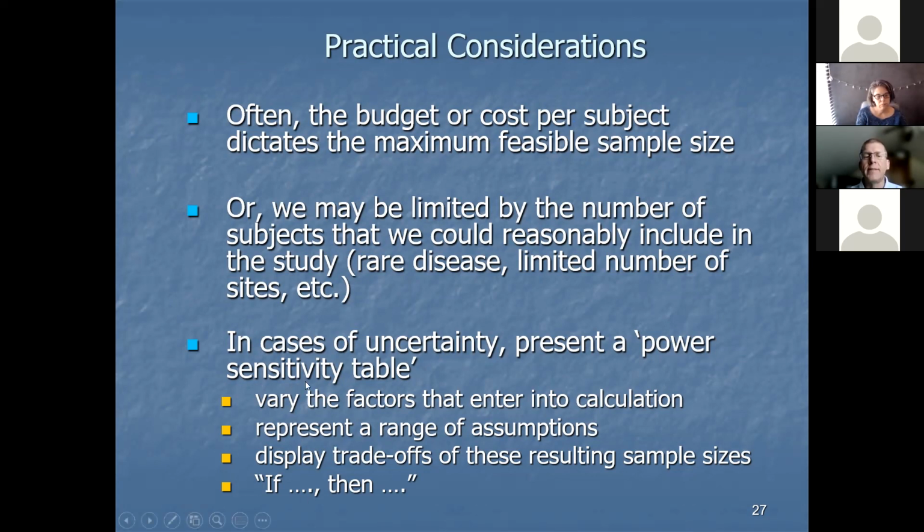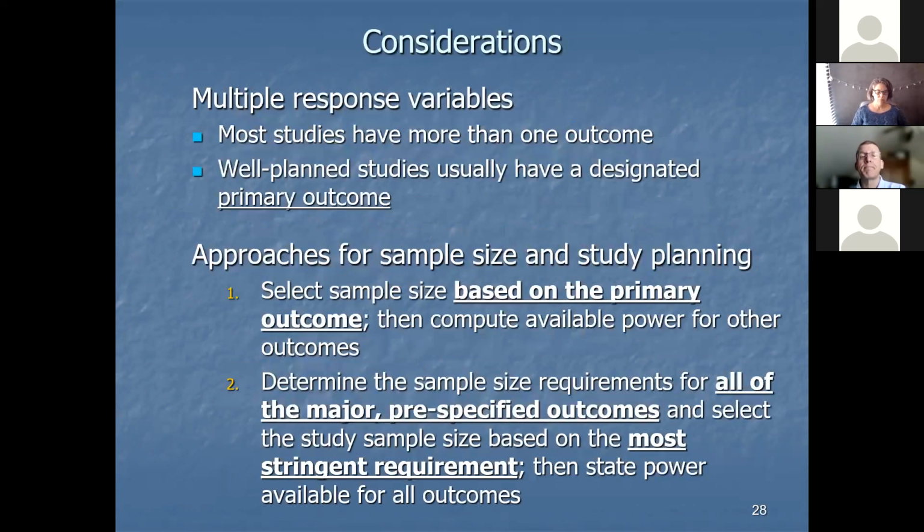So in that case, doing some kind of sensitivity analysis to say, well, we think the standard deviation is going to be about this value, but let's also look at what the power would be if it's a little bit bigger or a little bit smaller. Okay, so that kind of sensitivity analysis can be helpful.